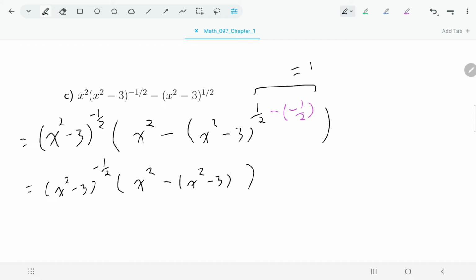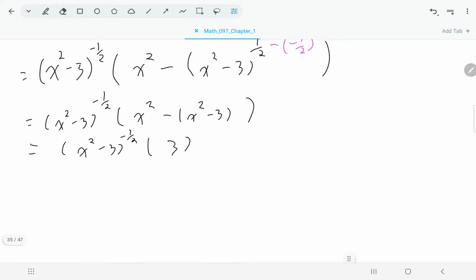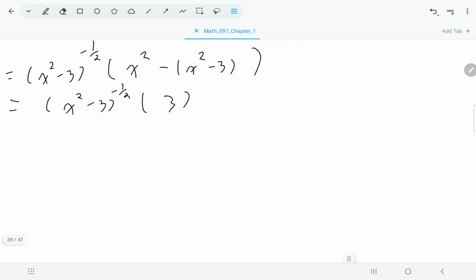That second bracket cleans up pretty quickly. I'll have x squared minus x squared, which is now gone, and I'll have minus negative 3, which is positive 3, so that's cleaned up fairly nicely. Here, you might think that we're finished, but we're not quite yet, because here we've got x squared minus 3 to a negative power. And remember, we don't want to leave negative powers in our answer, so I guess that means rewriting this as 3 over x squared minus 3 to the positive a half.